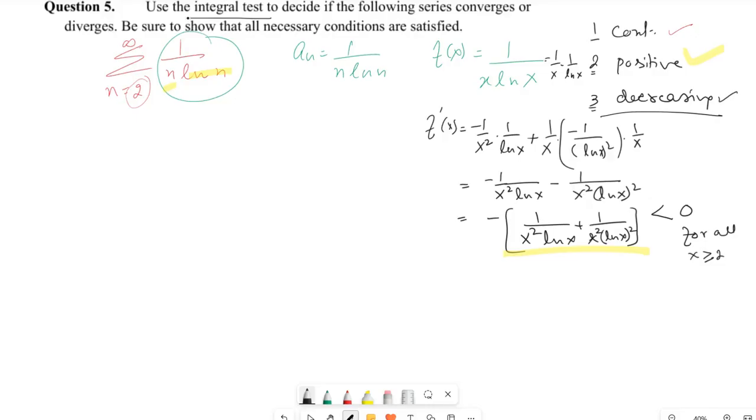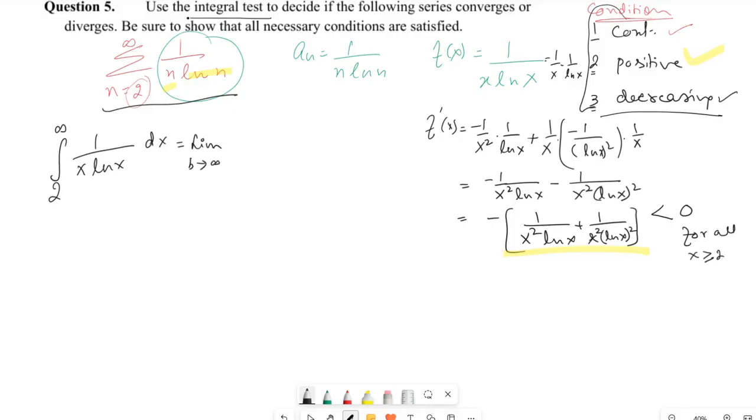So the integral test says, if the three conditions which we verified hold, then this series behaves similar to the integral from 2 to infinity of 1 by x natural log of x dx. Now that's an improper integral. So for an improper integral, I need to replace that infinity by some letter, say b, and take the limit as b approaches infinity of this integral.